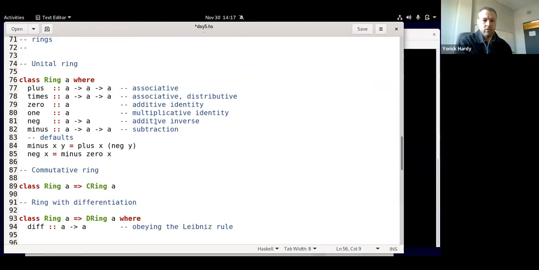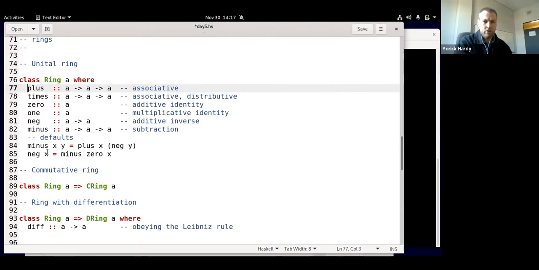It has negation for the additive inverse, and minus. And here I'd just like to point out, normally we would write this as plus. But we start to run into problems with this because plus already exists in another class. So let's just go back. So plus is already in another class. So here, all these names, I hope I've done it correctly, but they should all be unique. So it doesn't appear anywhere in the Prelude.